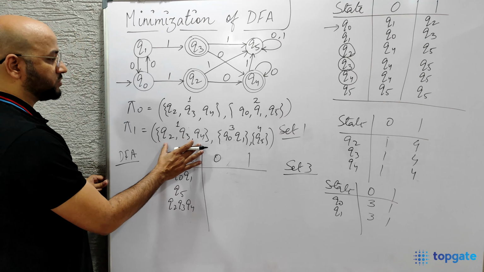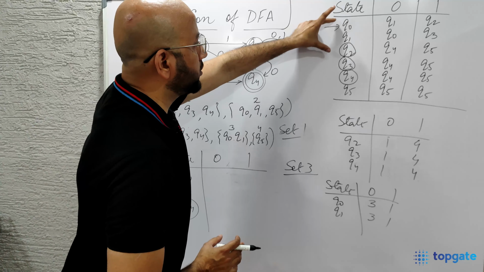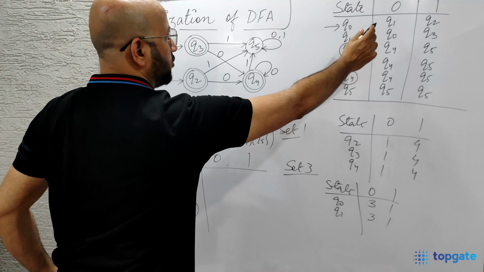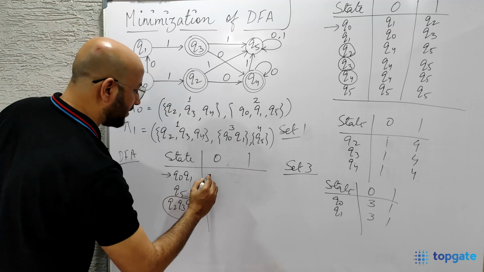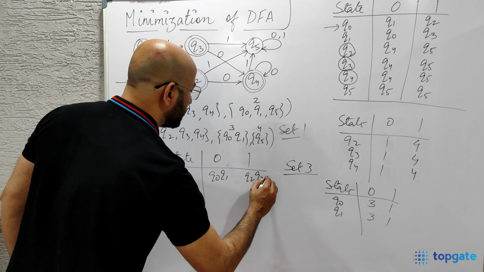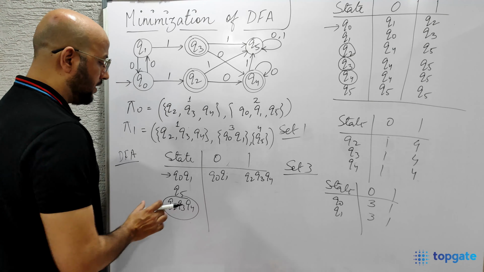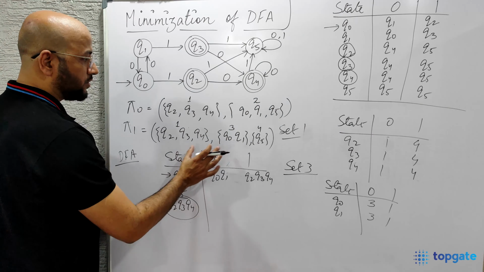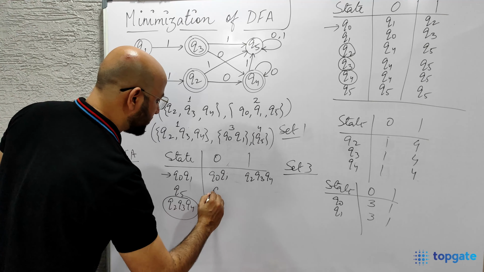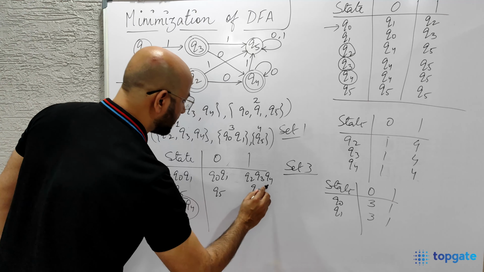Okay, now go for Q0, Q1. With 0, I have Q0, Q1, which is available here, so I'll simply write Q0, Q1. With 1, you can see it is Q2, Q3. Q2, Q3 is not available alone; it is available in combination with Q2, Q3, and Q4. So I'll write Q2, Q3, and Q4. Now go for Q5. For Q5, you can see it is Q5 and Q5, so I'll simply write Q5 and Q5 here.